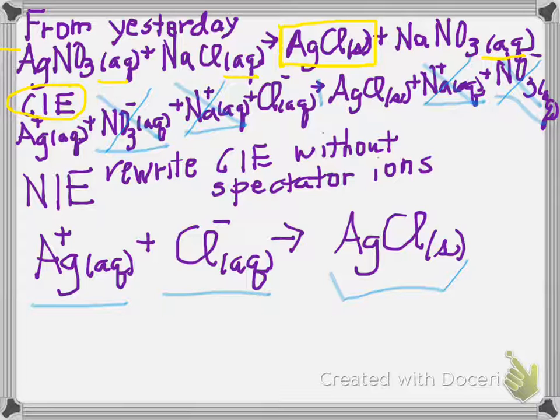Now, yesterday when we talked about this, I just told you the states of matter. I told you that silver nitrate and sodium chloride were aqueous. I told you that sodium nitrate was aqueous product and that silver chloride was a solid product. However, now you're going to learn how to make those determinations for yourself.